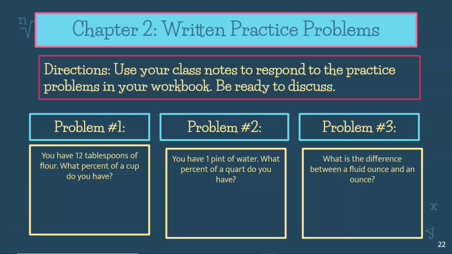So this screencast is on Chapter 2, Customary Units of Measurement, Written Practice Problems. So again, these 3 practice problems are what's going to prepare you to check for understanding on everything in Chapter 1 and 2, and then it will help you prepare for the dual credit final exam that we will take at the end of the semester.